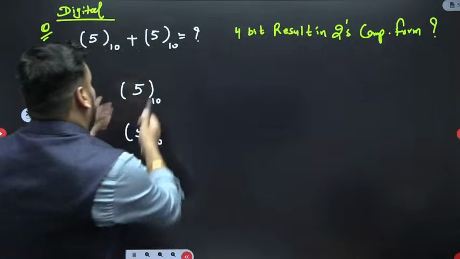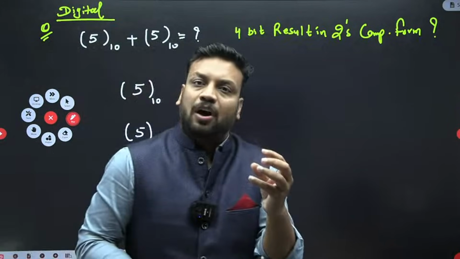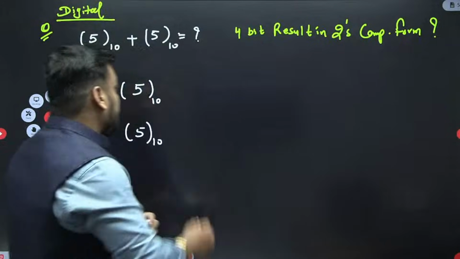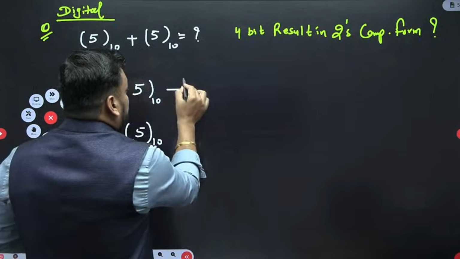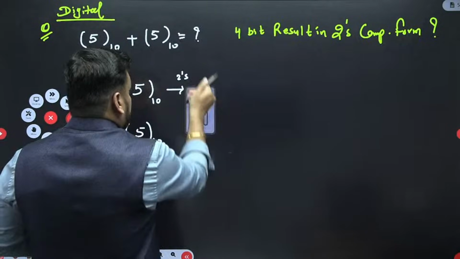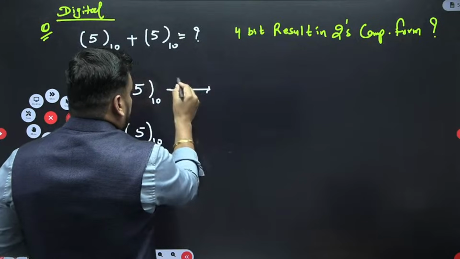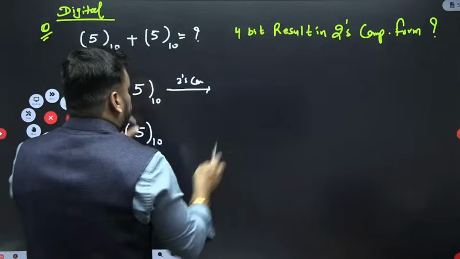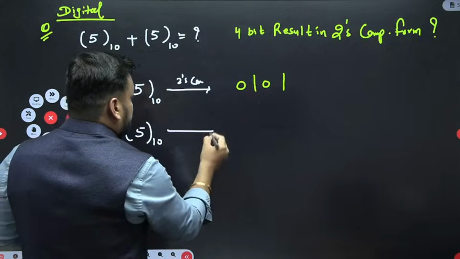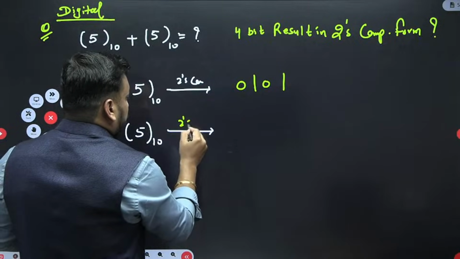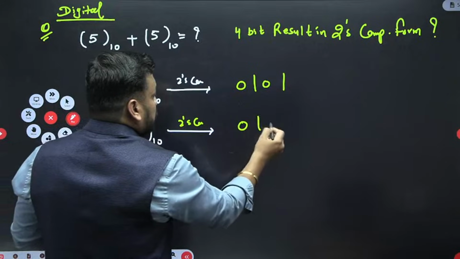But for plus 5, only the MSB must be 0 and the remaining bits represent the simple 5. So if I wish to represent plus 5 in 2's complement form, then should I write, guys, 0, 1, 0, 1? Yes, sir. If I wish to write this same number in 2's complement form, then of course it will be 0, 1, 0, 1.